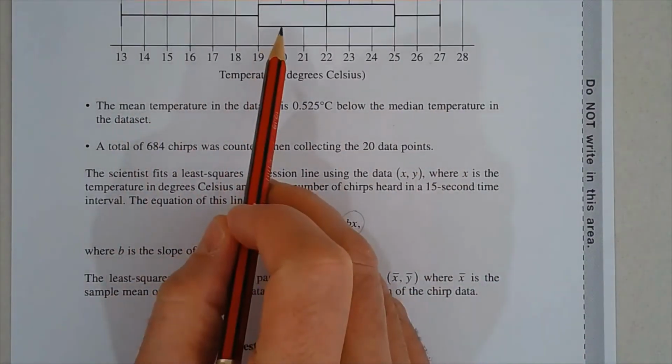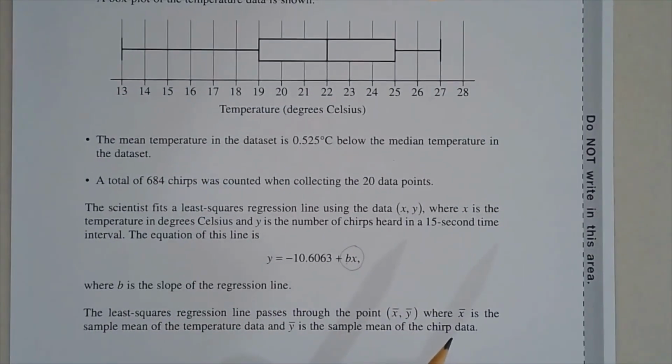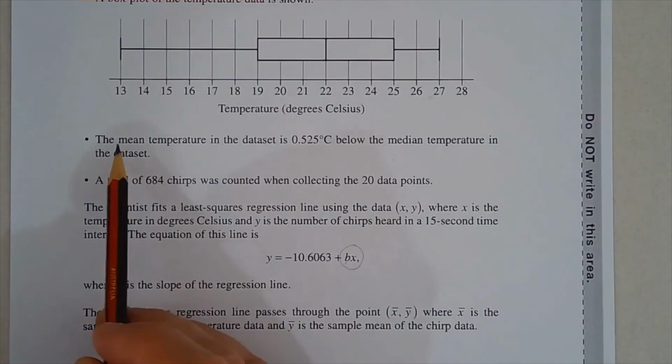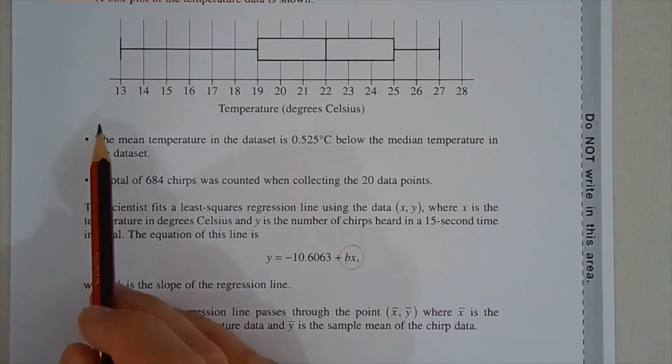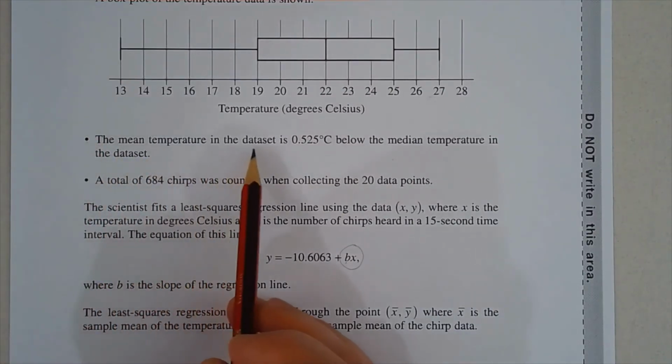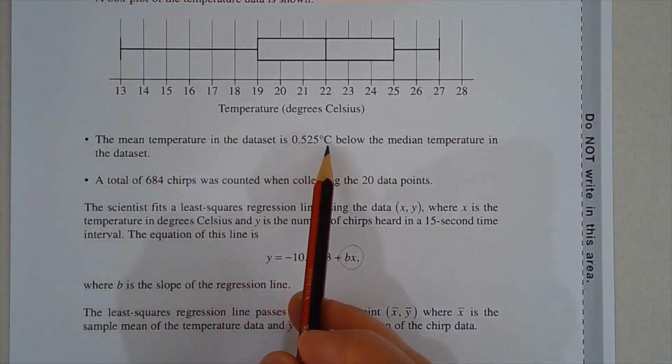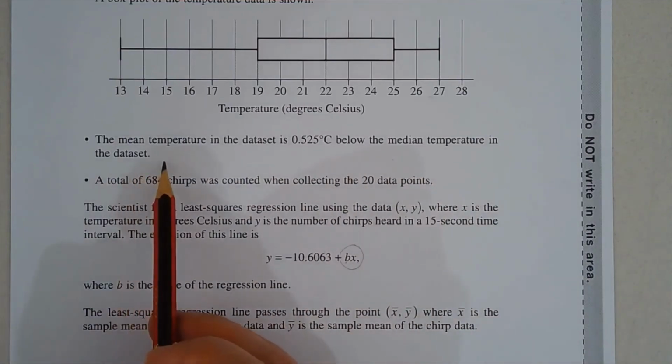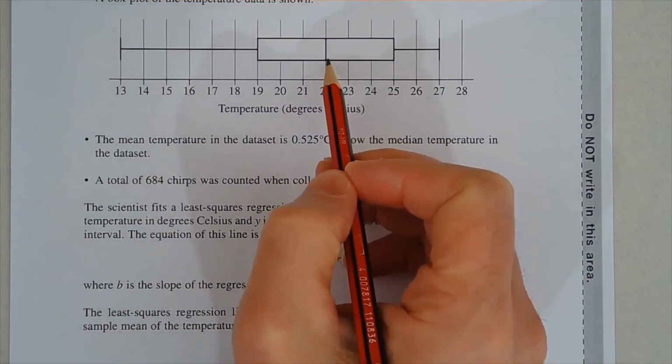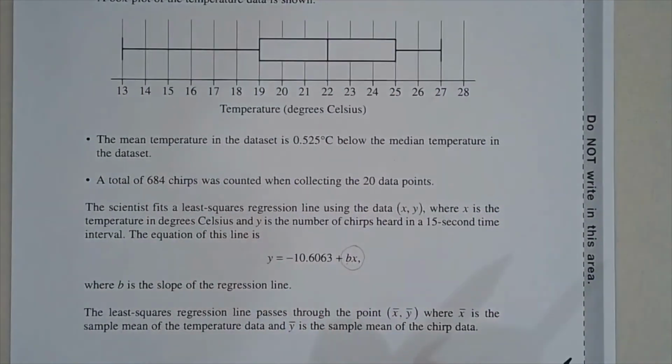Let's go to the box and whisker plot. The second point is that the mean temperature in the data set is 0.525 degrees Celsius below the median temperature in the data set. So let's see what the median temperature is. It's 22. So it's important that you understand how to read a box and whisker plot and know where the median is.